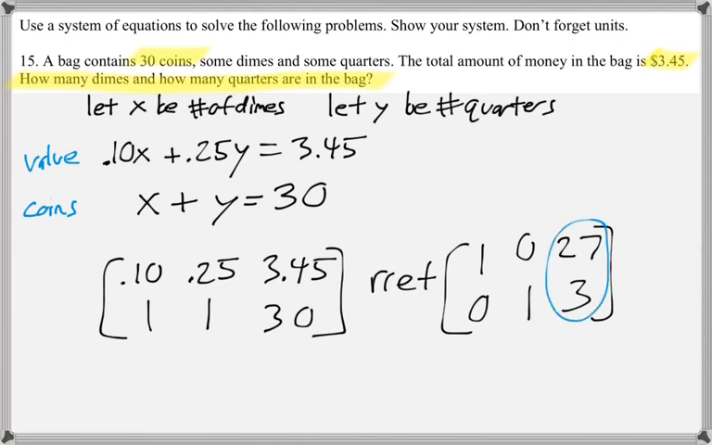So your final answer is 27 and 3, although we do need to put a label on it. We need to put our units. So this is 27 dimes and 3 quarters.